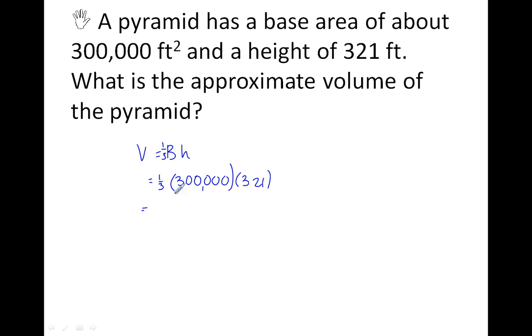Now 1/3 times 300,000 is 100,000 times 321, so we have 321 and then the same number of zeros, so we get 5 zeros. Go back and add in our commas. We have 32,100,000. Our answer is in cubic feet. Very big pyramid. Okay.